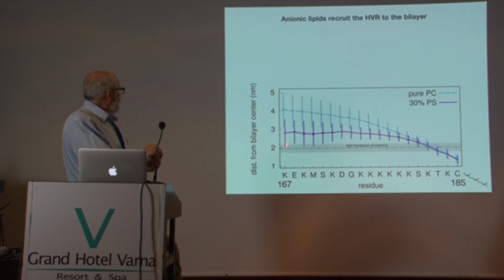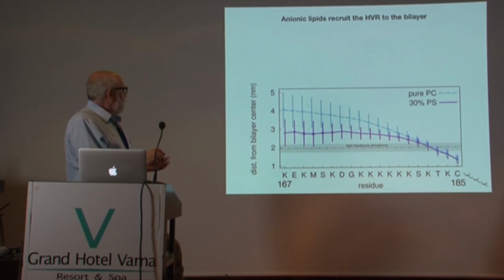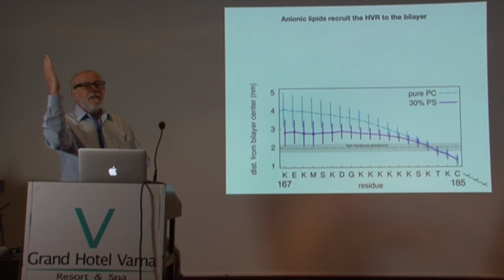And notice that this is really close. This is in nanometers, so it's about a nanometer away. Then everything essentially gets positioned on it. When you have a bilayer that doesn't have the anionic lipids, you see that the system gets detached.